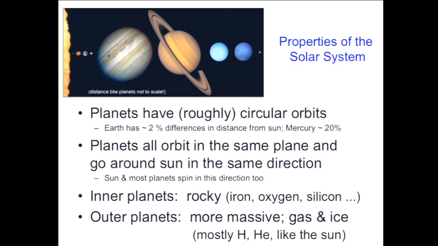And then something we noted in the second lecture, and we'll come back to towards the end, is that there's a big difference in what the planets are made of close to the sun and far away from the sun. Close to the sun, the planets are mostly rock, iron, silicon, oxygen. Far away, the planets are actually more like the sun. The sun is mostly hydrogen and helium. Far away from the sun, the planets are mostly hydrogen and helium.